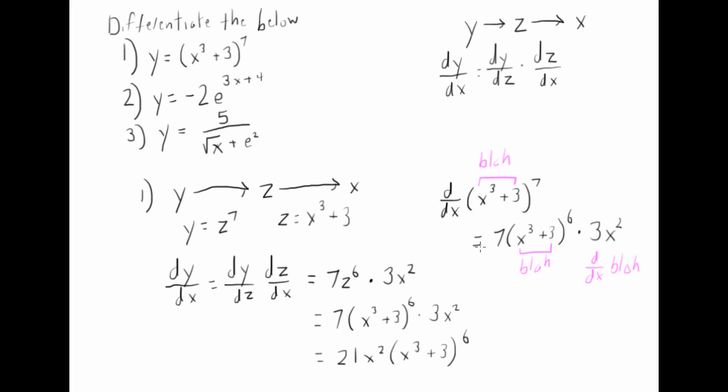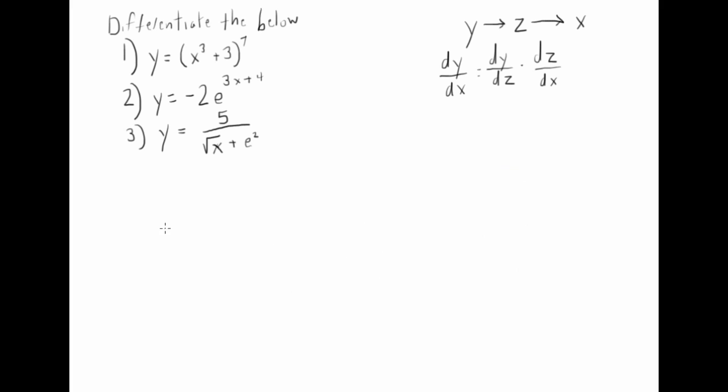If this works for you, great. If not, don't worry about it. I'm going to show you this method as well. Let's do this for number 2. Again, I need to build a chain. For your z, what you're always looking for is an inside function. Inside parentheses, or in this case, inside an exponent. So z equals 3x plus 4. And then once you've figured out your inside function, write your outside function, negative 2e to the z.